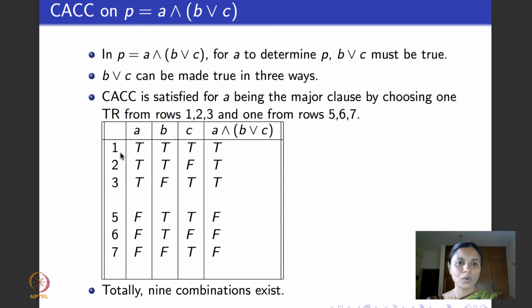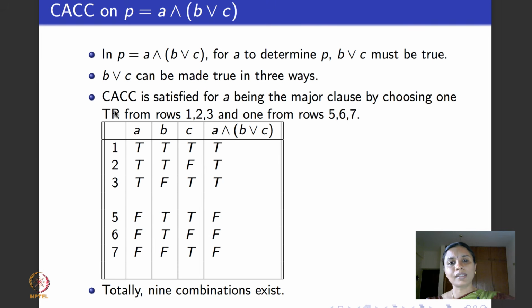Please see here, in all the three rows A is true, right? And in all the three rows, there are three possible ways of making B or C true. So A and B or C becomes true. In rows 5, 6 and 7, A is false. A is the major clause. So I made it true in rows 1, 2 and 3. Now I'm making it false in rows 5, 6 and 7. Now again B or C is true in three different possible ways. In all the three cases, the predicate becomes false.